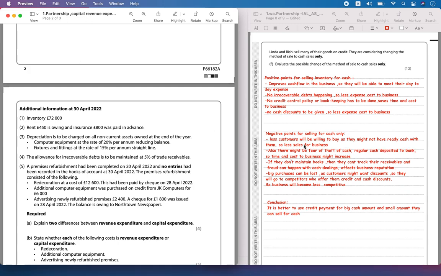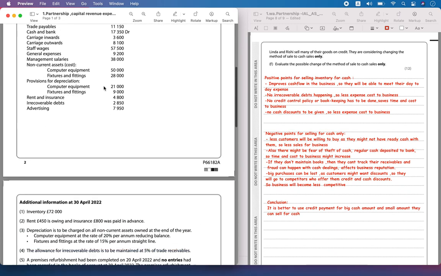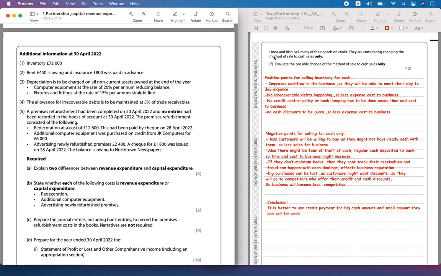Hello, today we are going to solve May 2022 paper question number 1, part F. Linda and Rishi sell many of their goods on credit. They are considering changing the method of sale to cash only sales. Evaluate the possible change of method of sale to cash only sales.